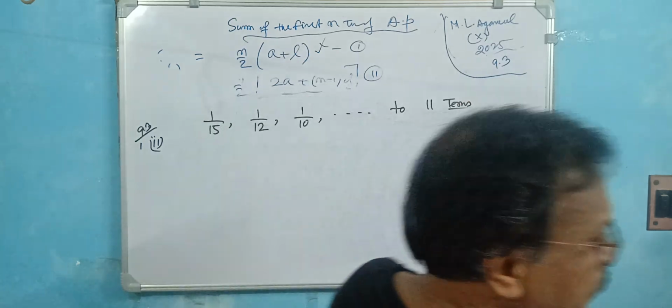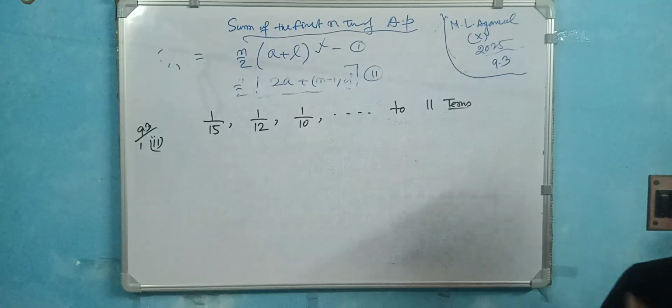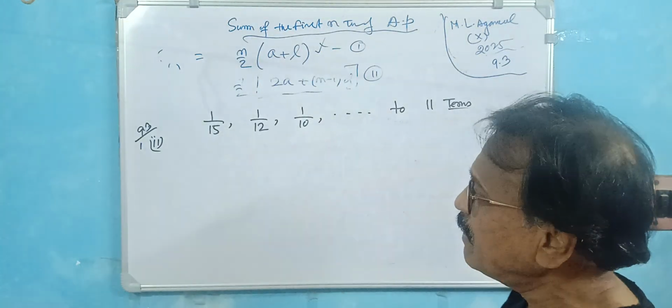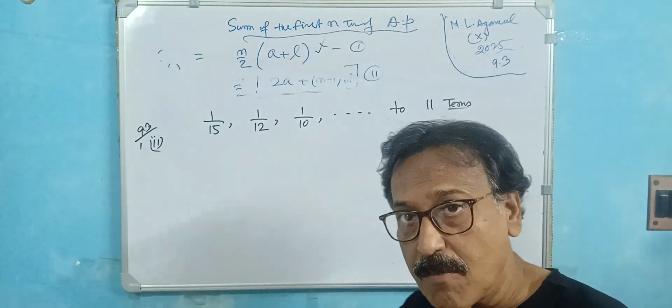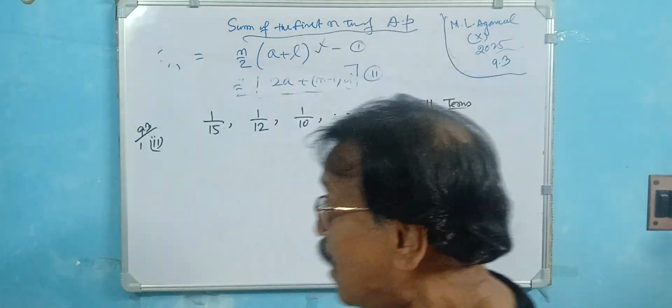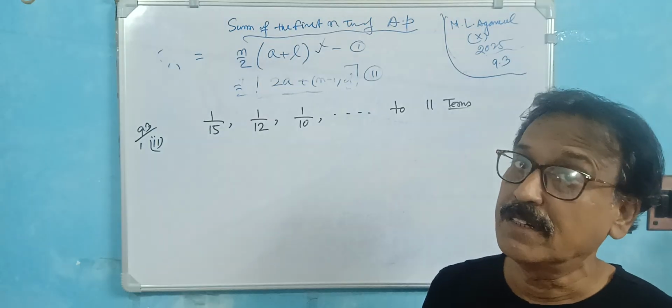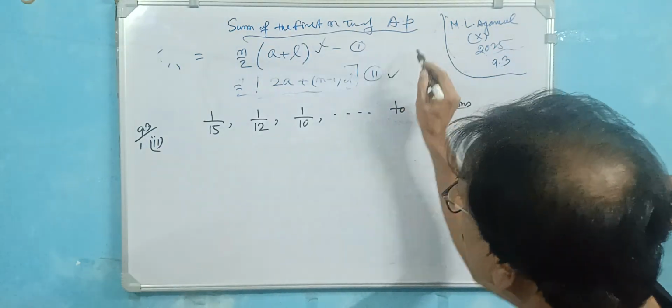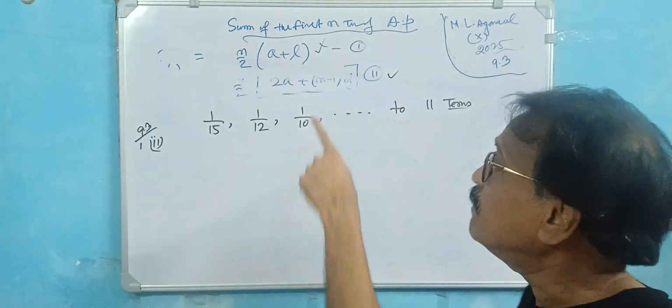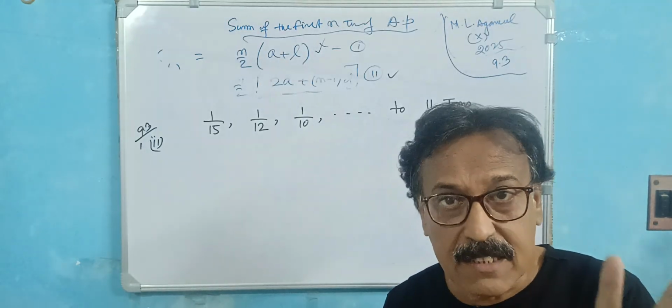Okay, no problem. Don't be scared by these sums. First, a is given, from there you subtract to find the common difference, and the number of terms is 11. That means n is given, but l is not given. So for that reason you use this formula. When l is given, use the other formula. Okay, that is determined for you.